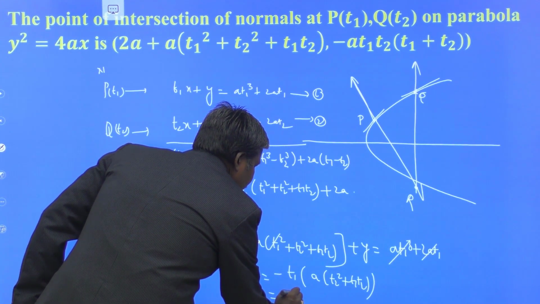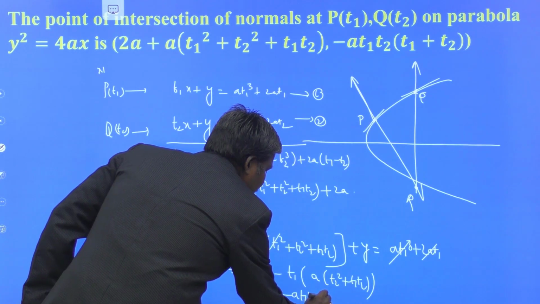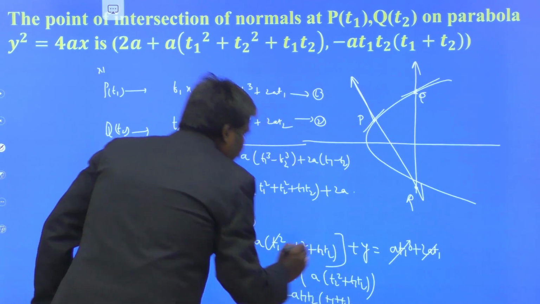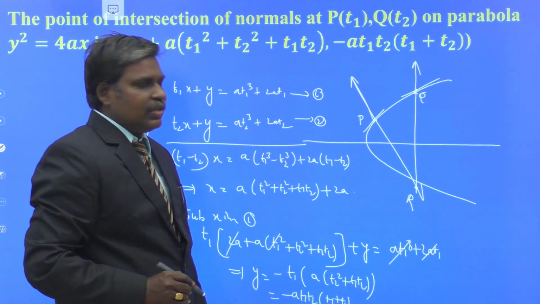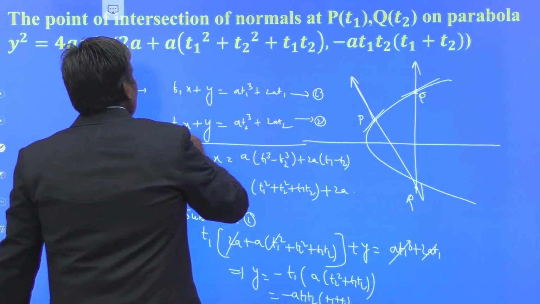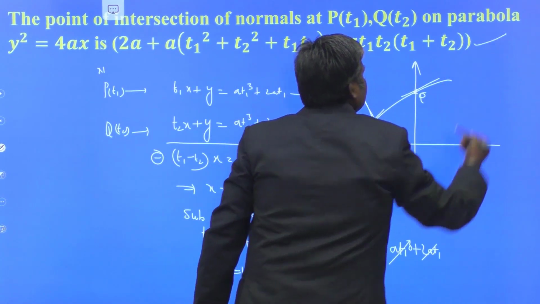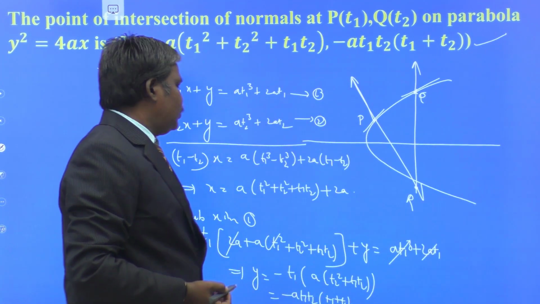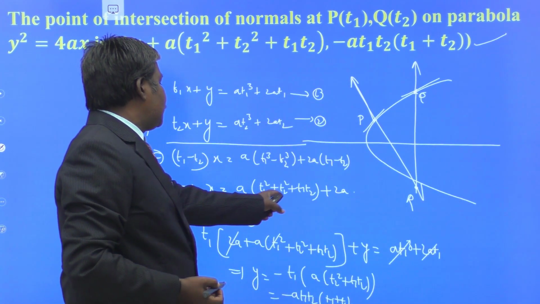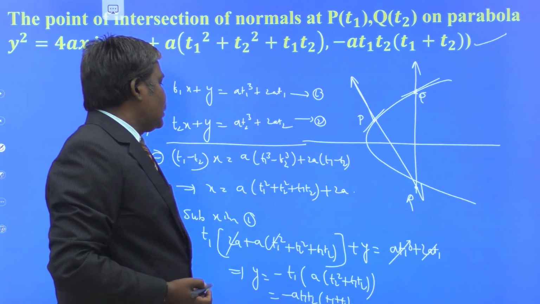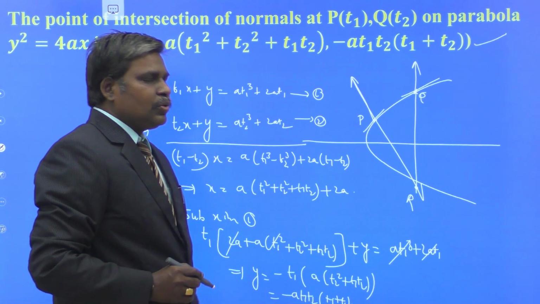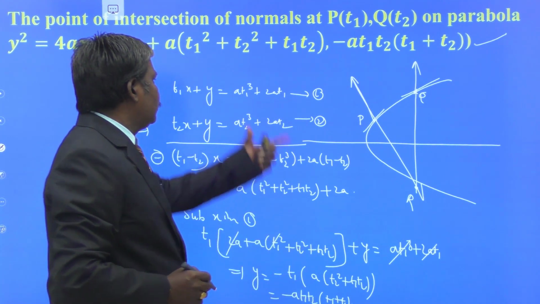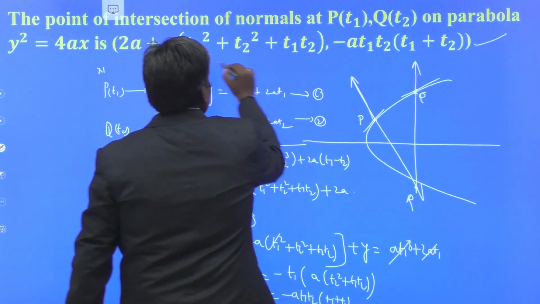Minus a t1 t2 times of (t1 plus t2). So is it correct or not? Minus a t1 t2 times of (t1 plus t2). Therefore, the point of intersection of the normals at P of t1 and Q of t2 to the parabola is a times of (t1 square plus t2 square plus t1 t2) plus 2a comma minus a t1 t2 times of (t1 plus t2). This is the point of intersection.